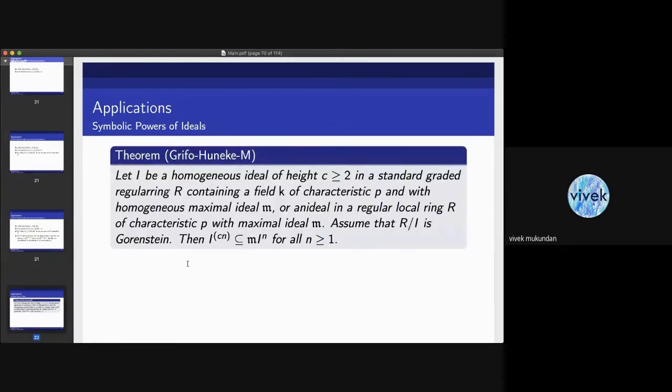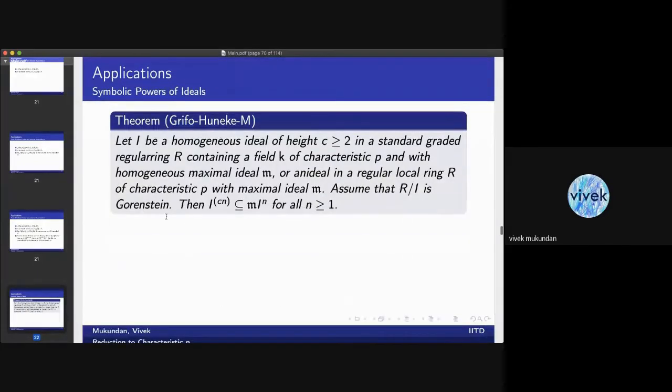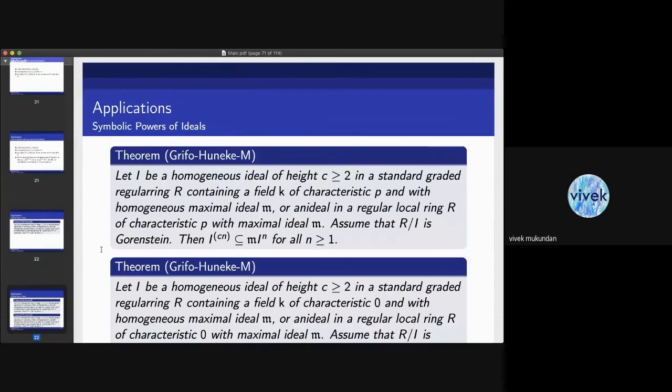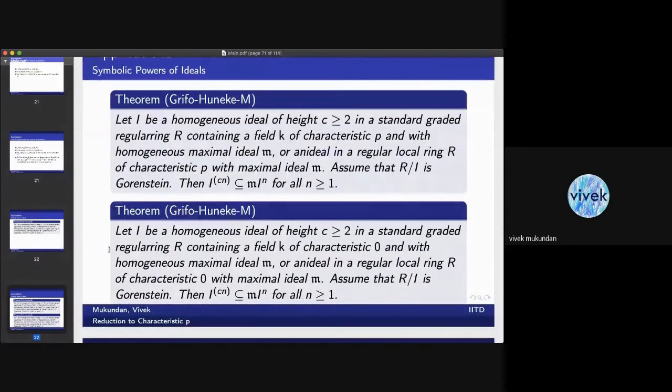Okay, the third example is a recent result of ours, which shows that if we have a homogeneous ideal in a standard graded ring over a field of characteristic P, or an ideal in a regular local ring of characteristic P, and if R mod I is Lorentzian, we show that the Cn symbolic power is inside m times I to the n. The same result is also true for the characteristic 0 case.